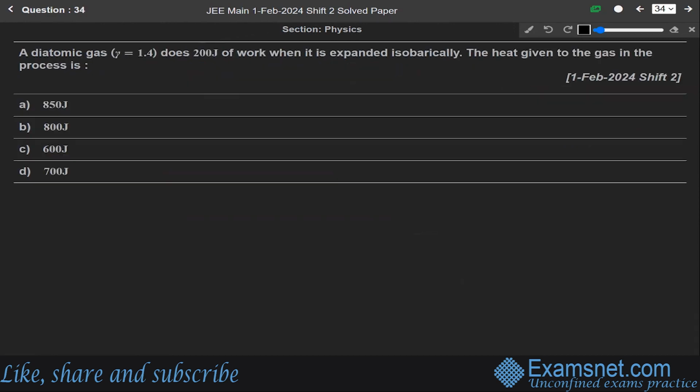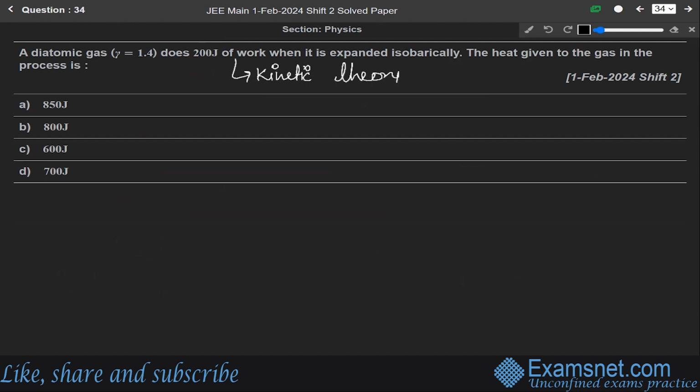Now the next question, 34. A diatomic gas, gamma equals 1.4, does 200 joule of work when it is expanded isobarically. The heat given to the gas in the process is? Okay. So this question is from the chapter of kinetic theory of gases.